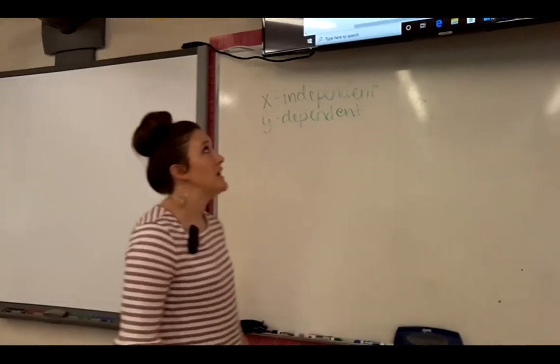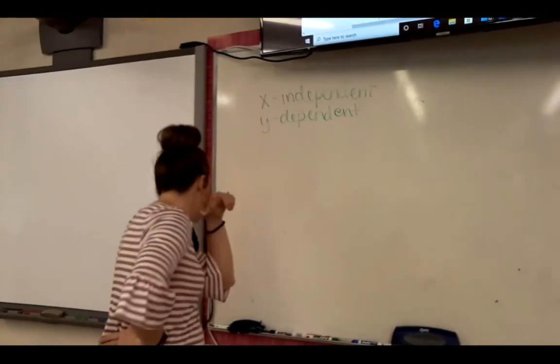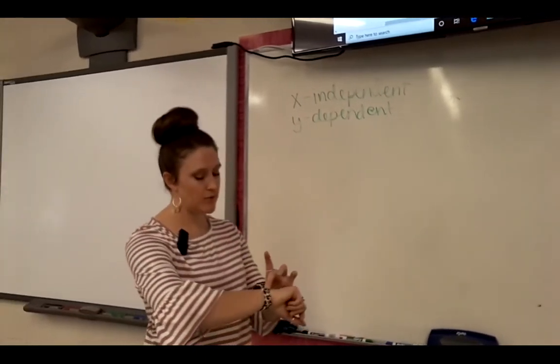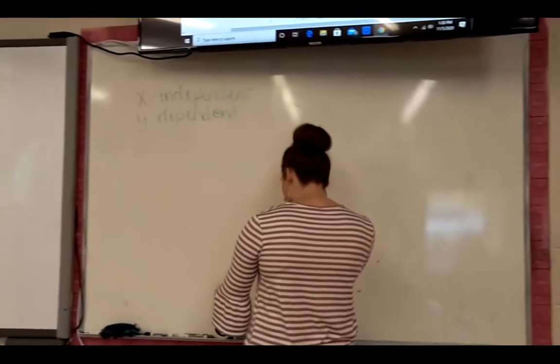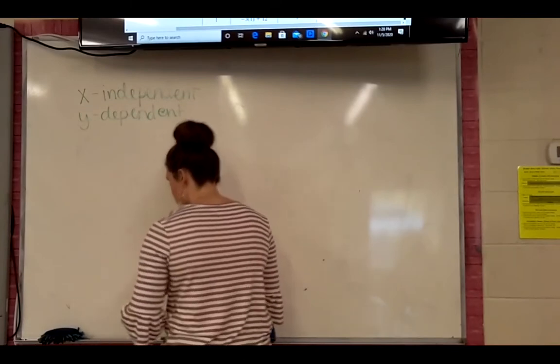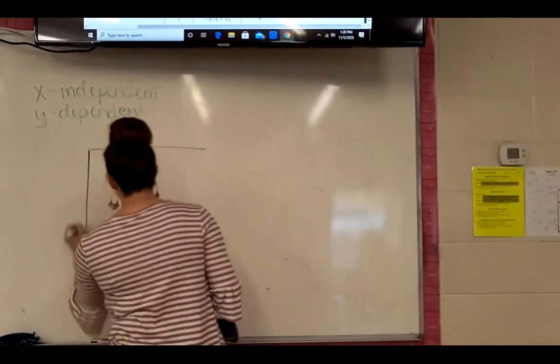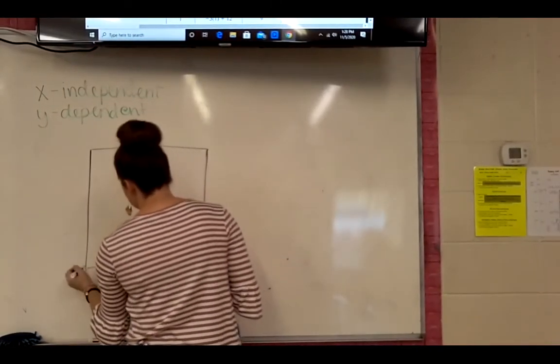B says the domain is 0, 1, 2, 3, and 4. What is the range? Do you see how they already give you numbers for the domain? That means they're giving us our x.